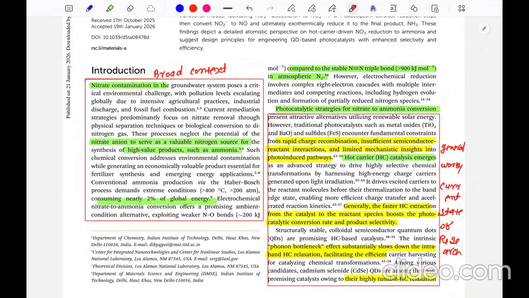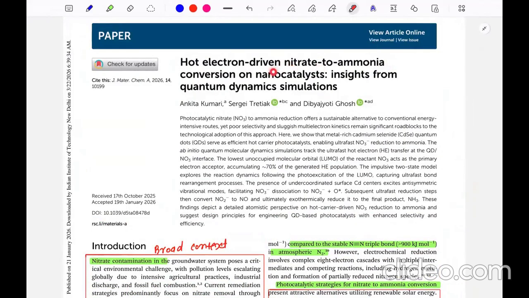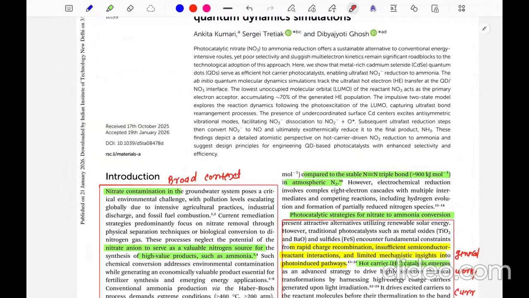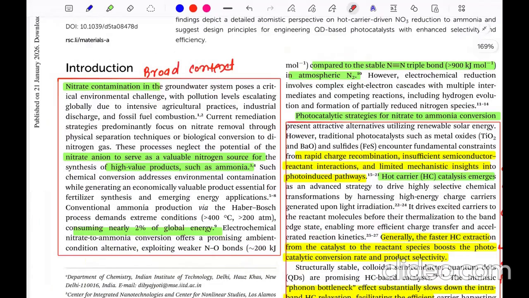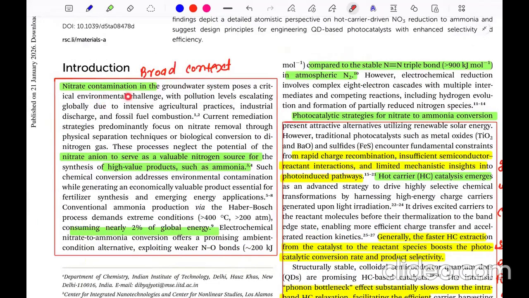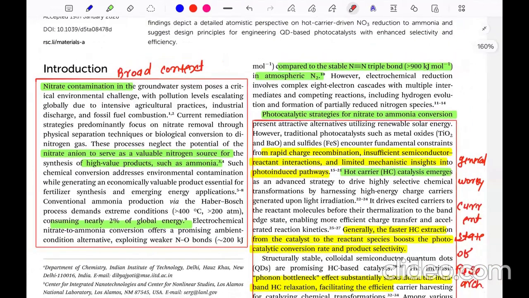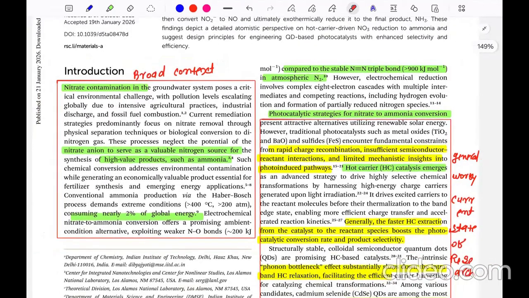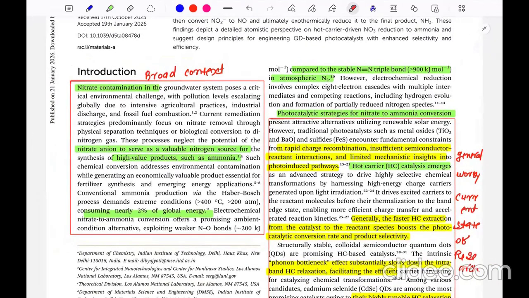In this paper, we are talking about nitrate to ammonia conversion on nanocatalyst. First, what is the need for nitrate conversion? One reason is that nitrate contamination in groundwater systems poses a critical environmental challenge, and high concentration of nitrate in water can cause various diseases. So that is one reason we have to convert nitrate into something less harmful.